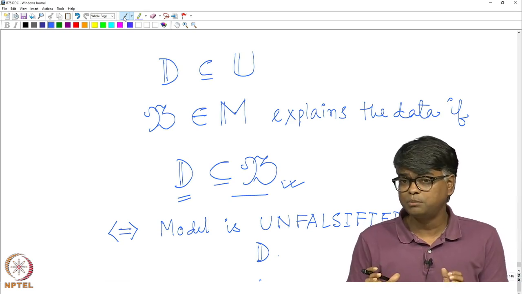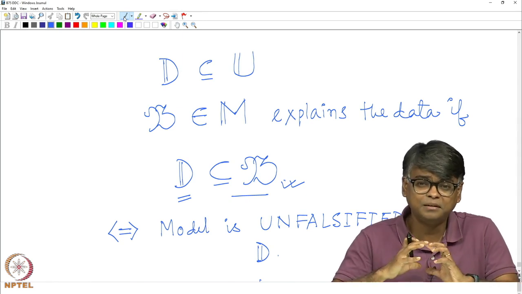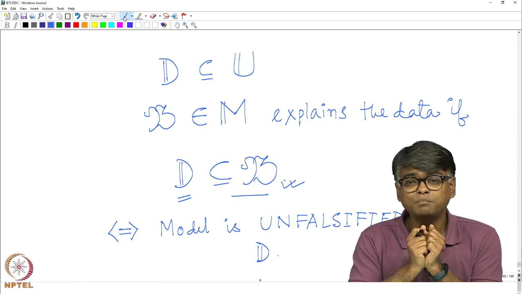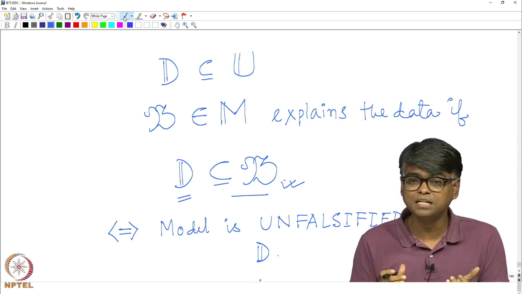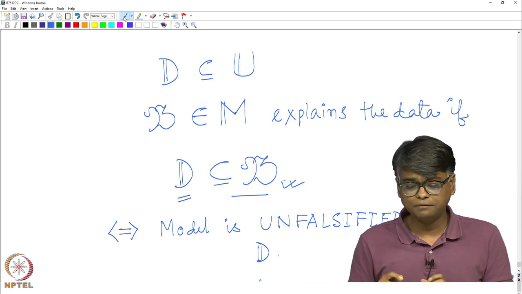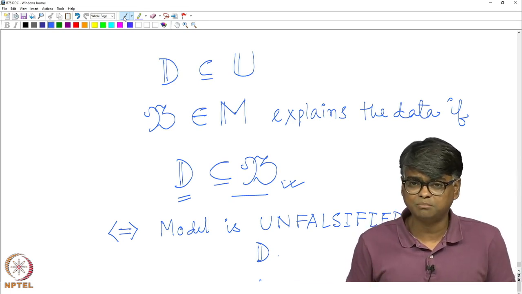Is this the only possible law that explains this data? Not really. You could have given a different set of laws or different set of equations which might also explain the data. So, there is no way that a given model is the only one that explains the phenomenon. There could be multiple such models.